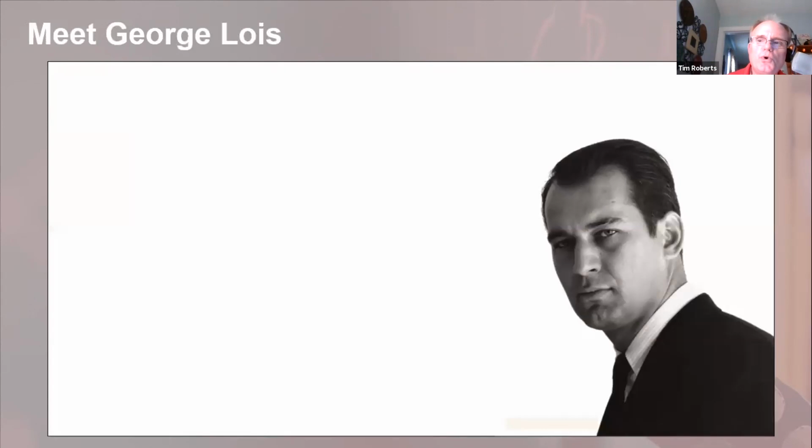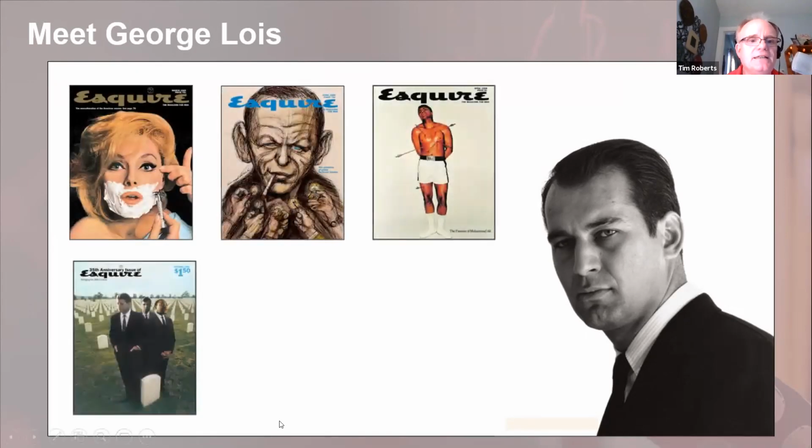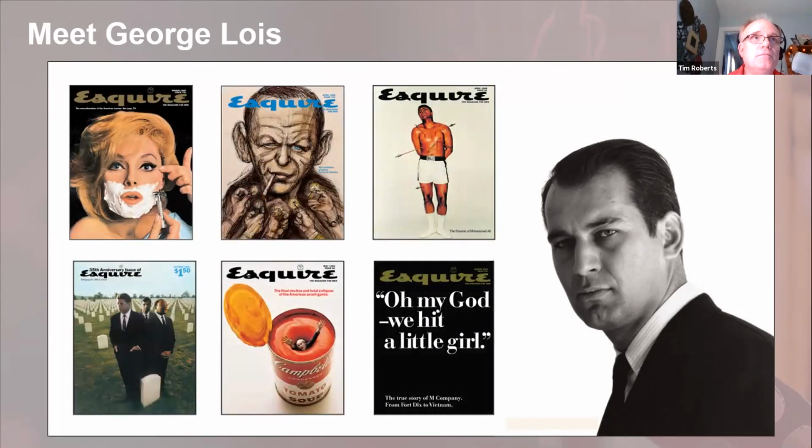This man is George Lois. This is an older picture of him. Now, George Lois is probably not a familiar name to you, but if you're in advertising, he is a legend. For example, he designed several of the more striking covers of Esquire back in the 60s and early 70s. He's an art director, creative director, had his own agency, and he's known for that and a few other ad campaigns.